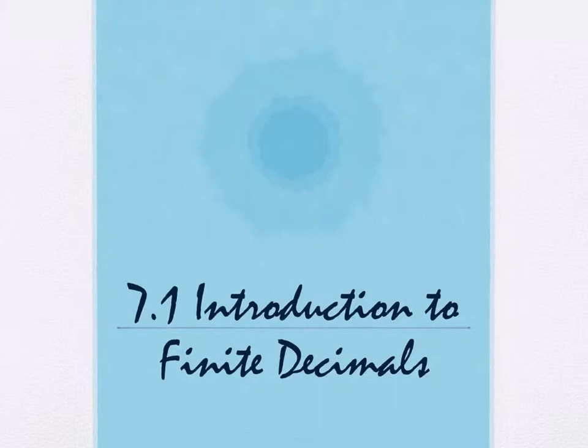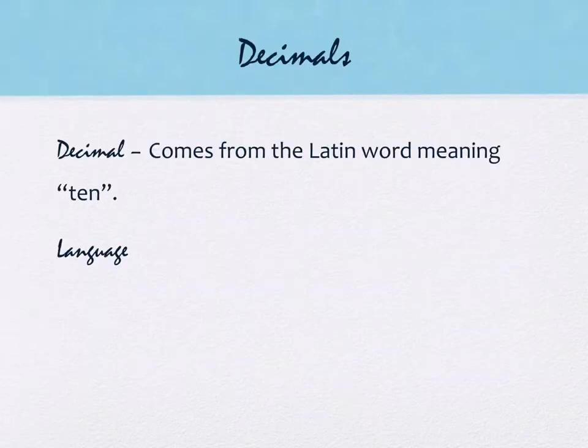In particular, this section we're going to talk about finite decimals, and we'll talk a little bit about what we mean by that as we get going. But let me take a look with you first at just a little bit of language. The first piece of language is actually the word decimal. The word decimal comes from the Latin word meaning 10, and that has to do with the fact that we work in our number system in base 10, right? We have 10 numerals, 0 to 9.